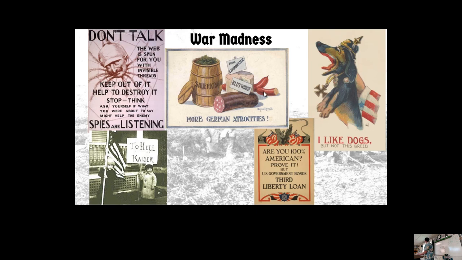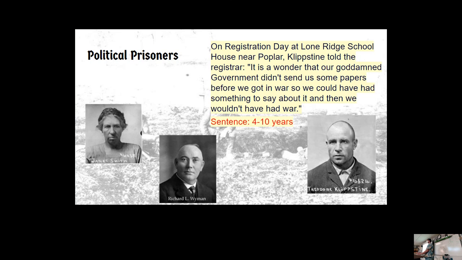So, with that, political prisoners would be arrested. Montana passed their own Espionage Act. Over 200 Montanans would be arrested. And this man right here, these are three people that were arrested in the state of Montana. So Klippenstein, I just put this up here to give you an idea what people were arrested for. He was arrested and sentenced to 4 to 10 years. Read what he said. And by the way, the police didn't find him. Somebody told on him.